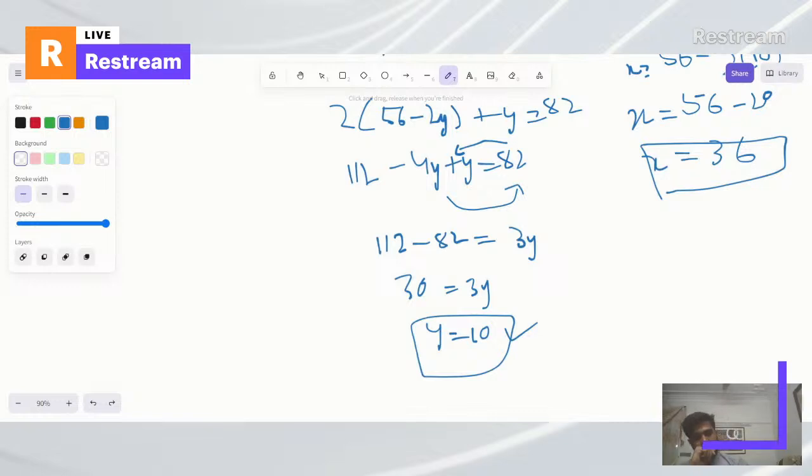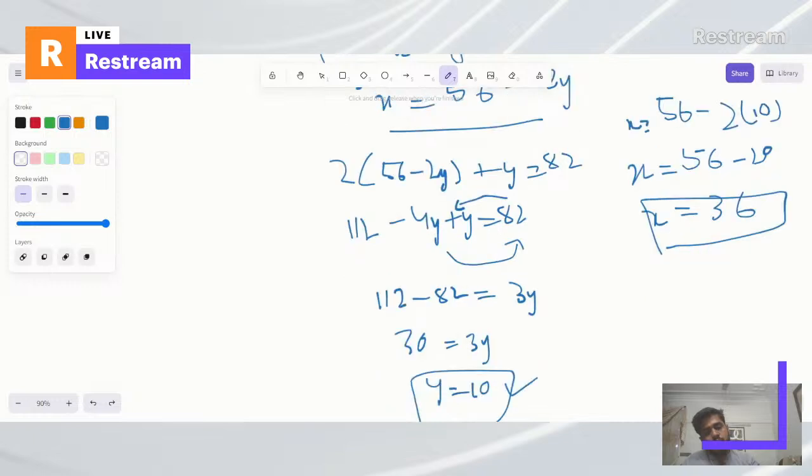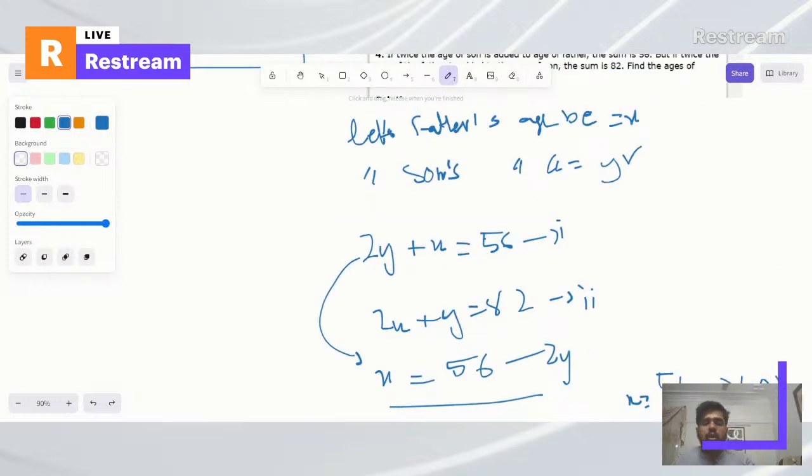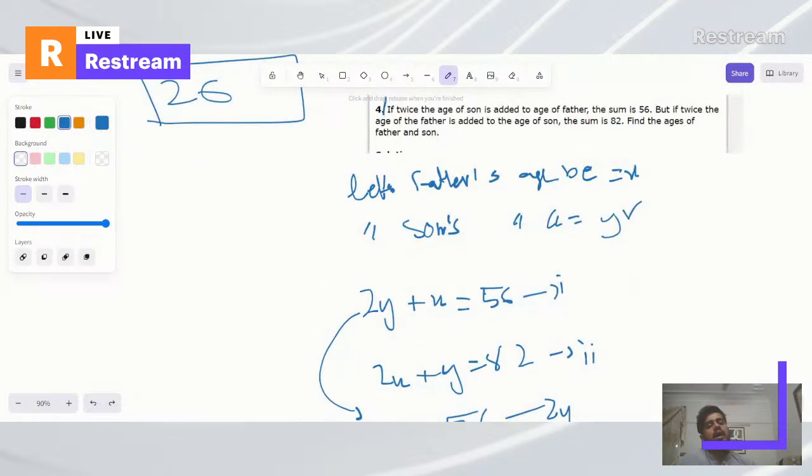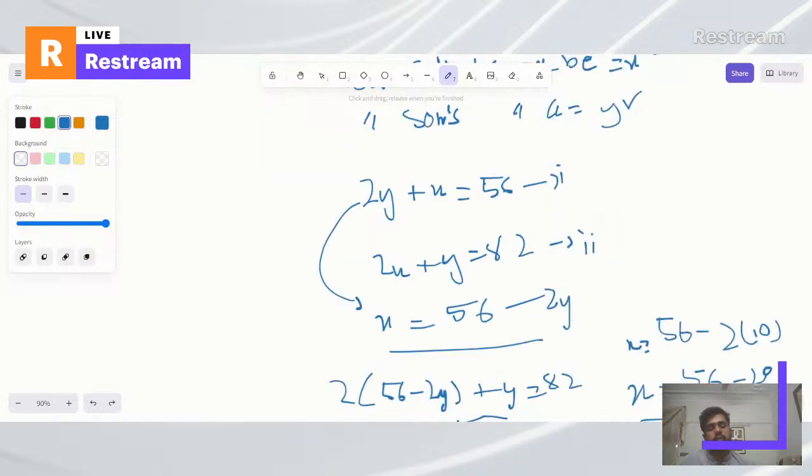I hope it's clear to all of you now. Is there anyone who does not understand this? One of the questions somebody has asked me is, how do you know which to pick first? You can pick either of them. I'm just going by the expression of what they're asking me. So I just assume the value of x as the father's age, and the value of y as the son's age. If you were to interchange it, it wouldn't really make a difference.